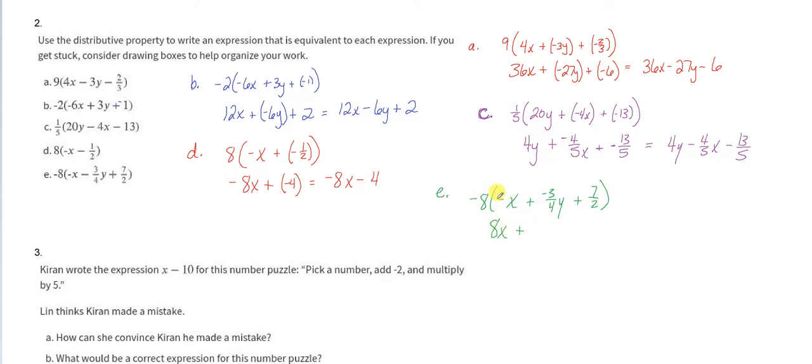And then we do negative times a negative again. 8 divided by 4 is 2. 2 times 3 is 6. So 8 times 3/4 is 6. Negative times a negative is a positive, 6y.